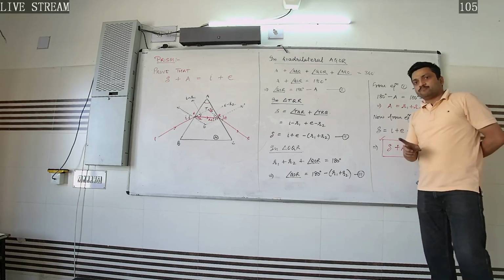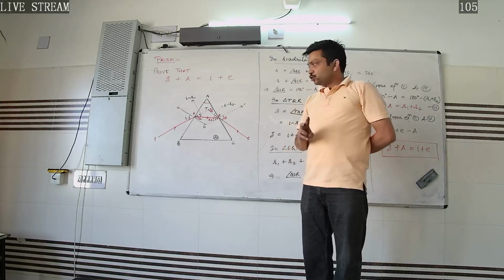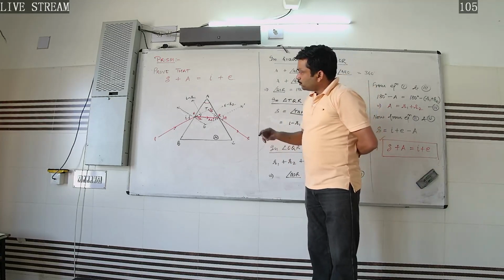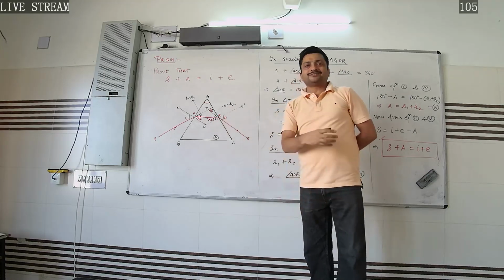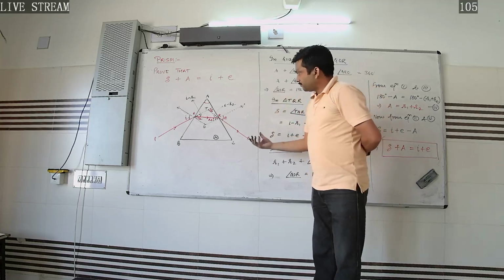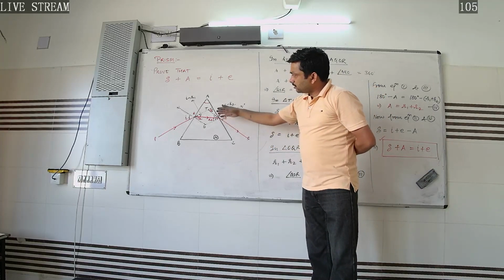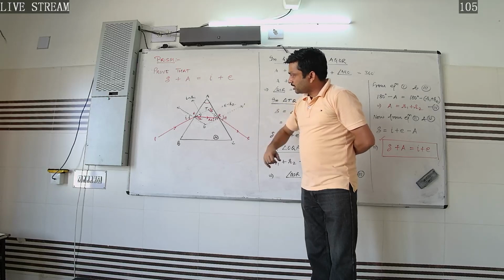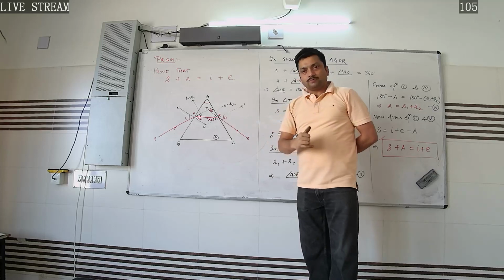Once again repeating, number 1, wavelength of light used. Number 2, the material with which this prism is made, whether it is made of flint glass or other glass, that is crown glass. And the third one depends upon the angle of prism.